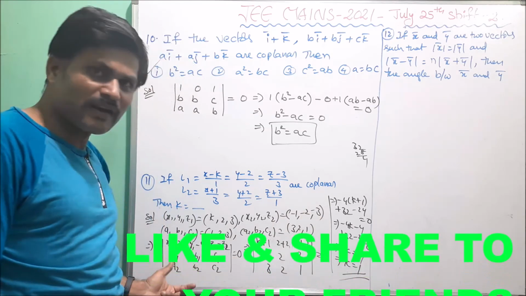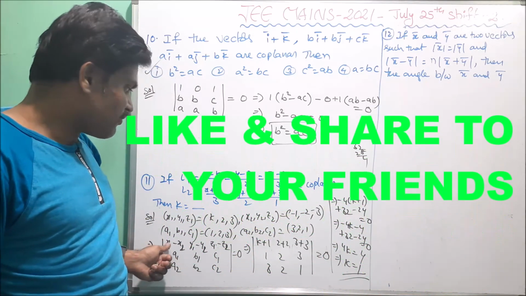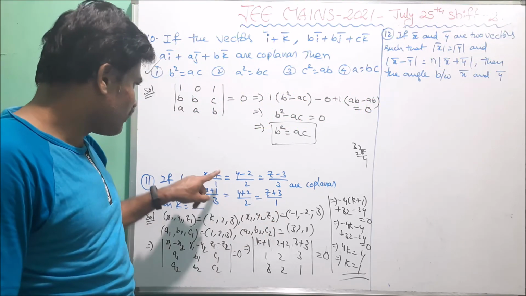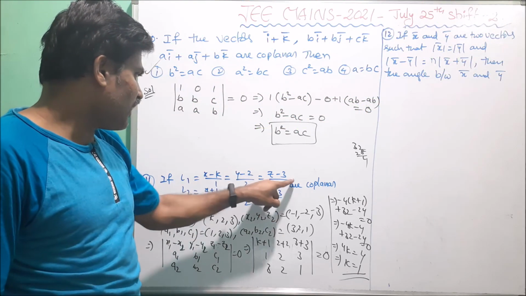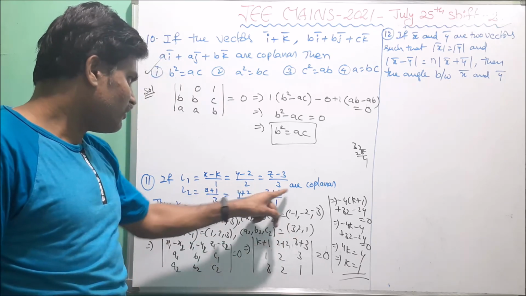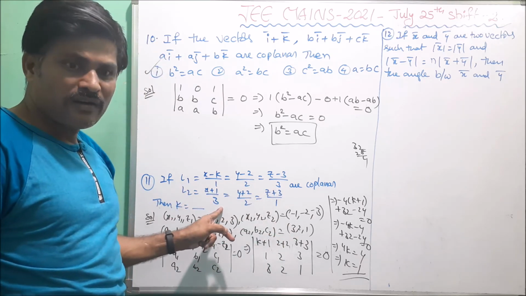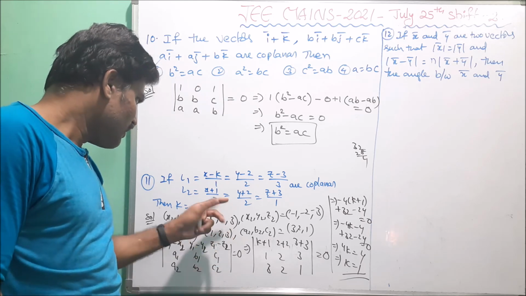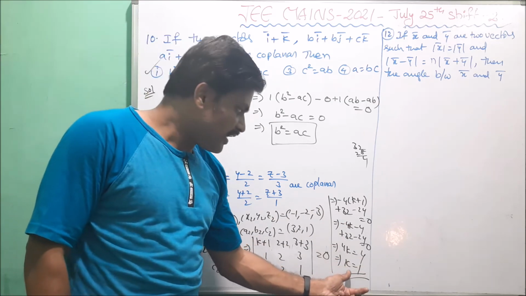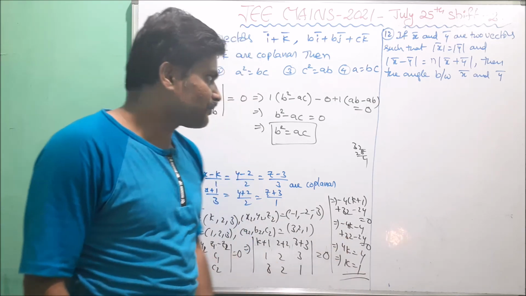Now we take the determinant condition. Determinant of x1 minus x2, y1 minus y2, z1 minus z2. Now these are 2 points k, 2, 3 and minus 1, minus 2, minus 3. These are 2 points. These are d.r.s of the first line and these are d.r.s of the second line. Now we take these values in the determinant and simplifying that, we get the value of k equals 1.